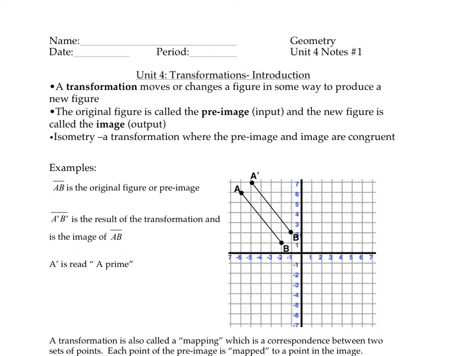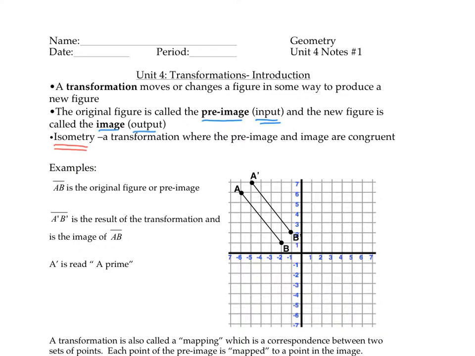The original figure is called the pre-image, and we're going to consider that our input. And the new figure is called the image or output. So the pre-image is what you start with. The image is what you end up with. Now in geometry, when you do a transformation on an object and the pre-image and the image stay the same, that's called an isometry. So that means that your two shapes would be exactly the same or congruent to each other.